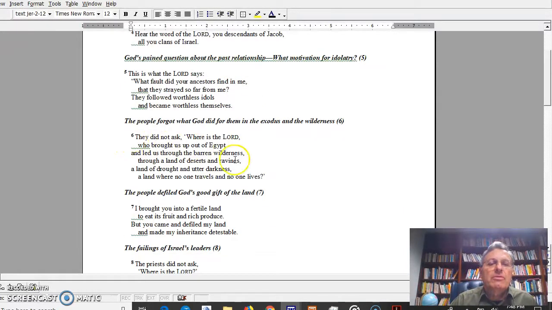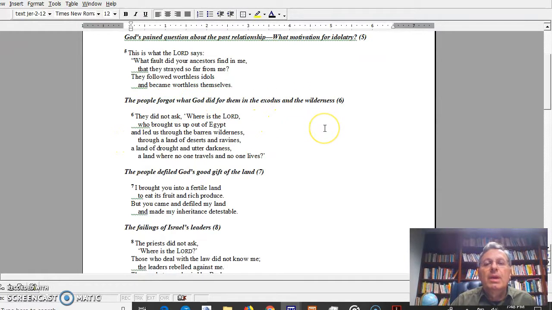And then I've taken verse 6, and the people forgot what God did for them in the Exodus and wilderness. And I noticed, because I know the pattern of the Old Testament, that you have the Exodus from bondage, the provision in the wilderness, and then the entry to the promised land. That's a journey they went on. We start with coming out of Egypt, and then we go through the wilderness, and then we go to the land.